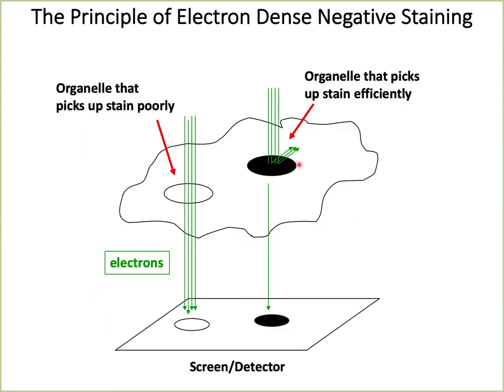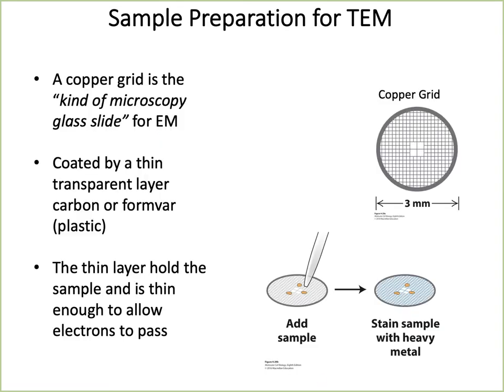So right here, you can see some of the organelles will not pick up the stain, electrons will pass through, and some of them will pick up the stain. And as these are heavy metals, the electrons will be deflected by them, and you will see this as a dark spot. So the heavy metal stains are very dense, which means that they deflect the electrons and very few electrons will get through to the detector, and that portion of the specimen will look very dark.